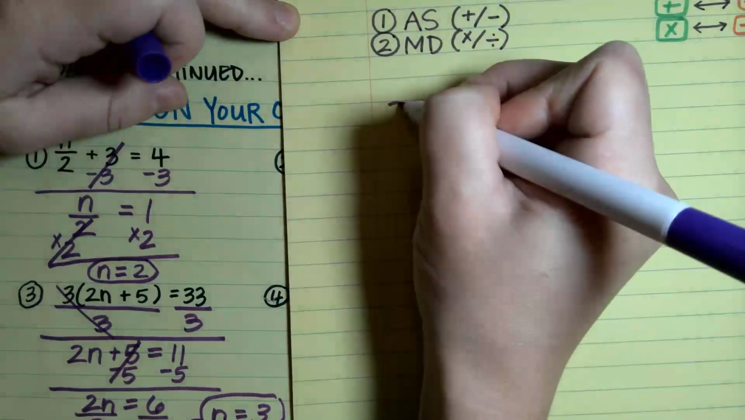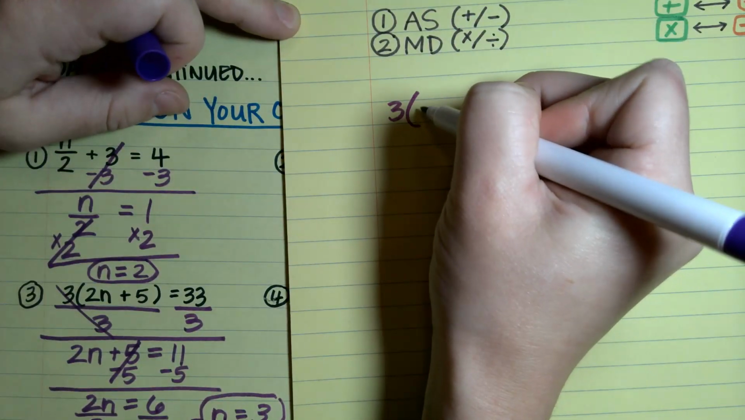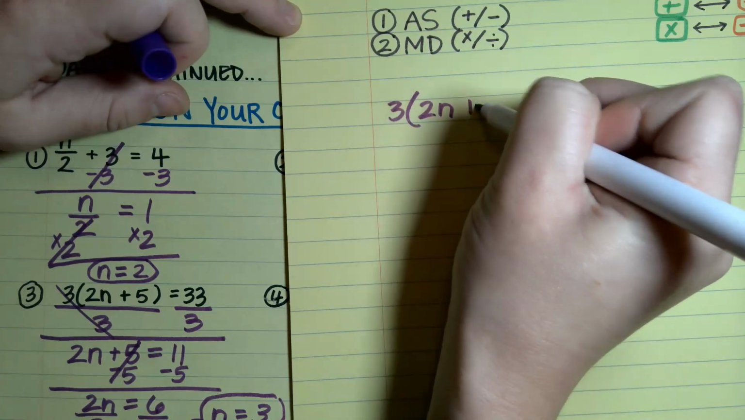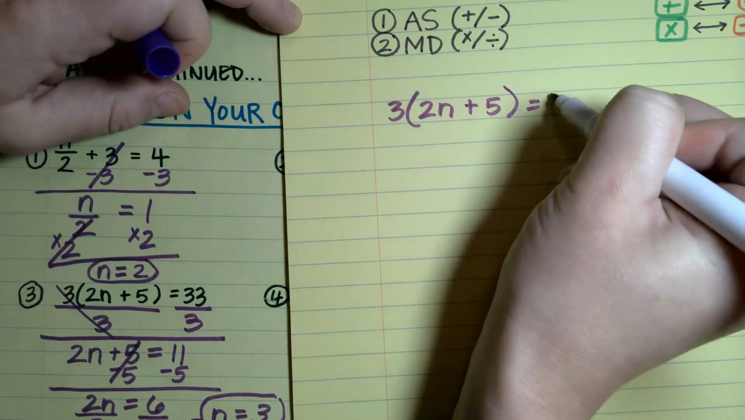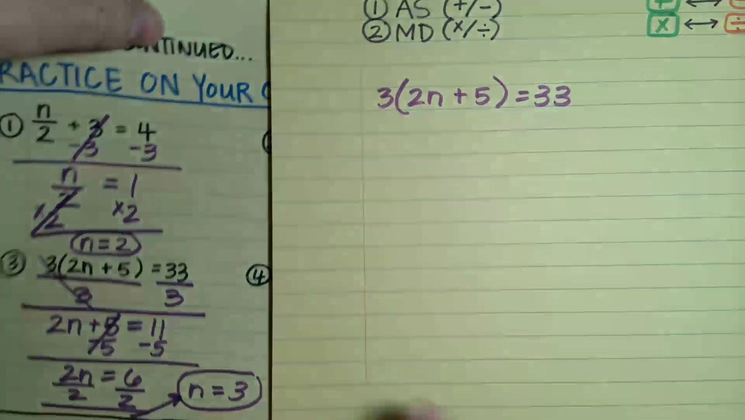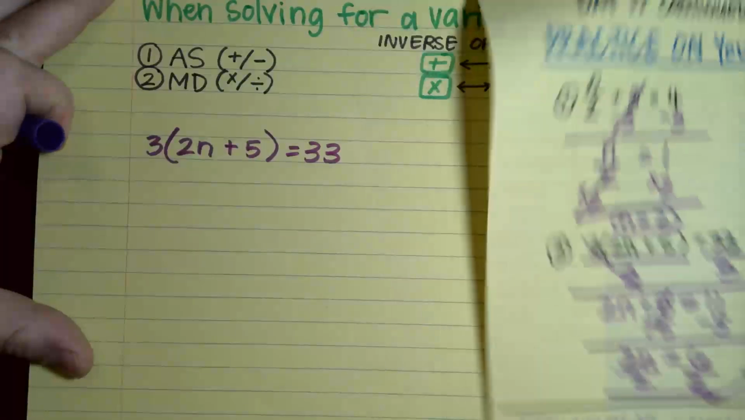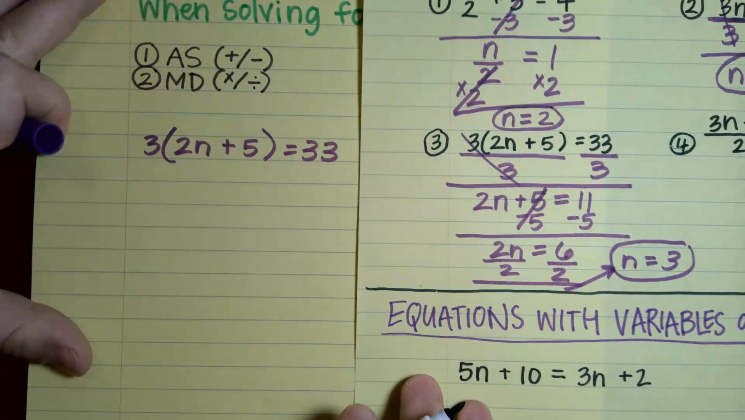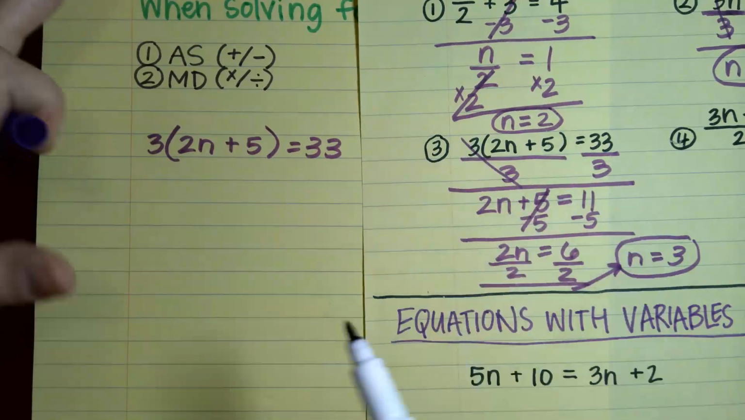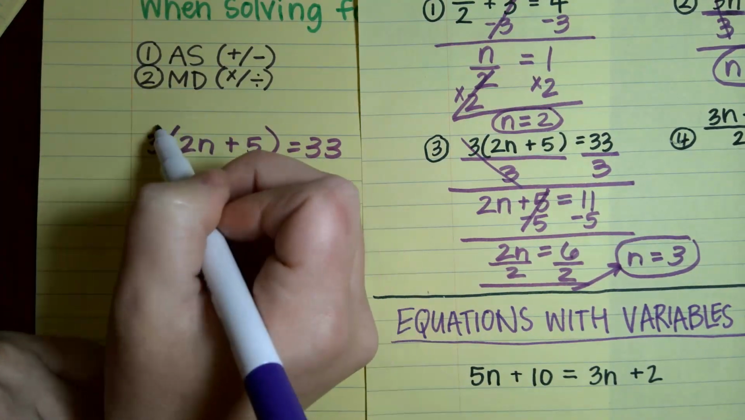All right, 3 times (2n plus 5) equals 33. All right, so the first method was just dividing by 3 and not even worrying about the distribution. The second method would be to distribute.